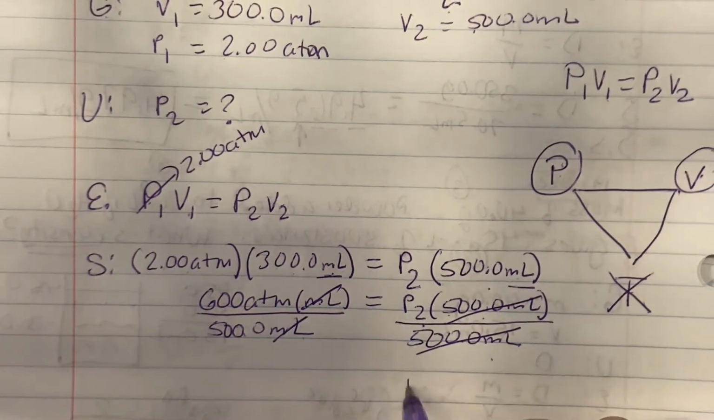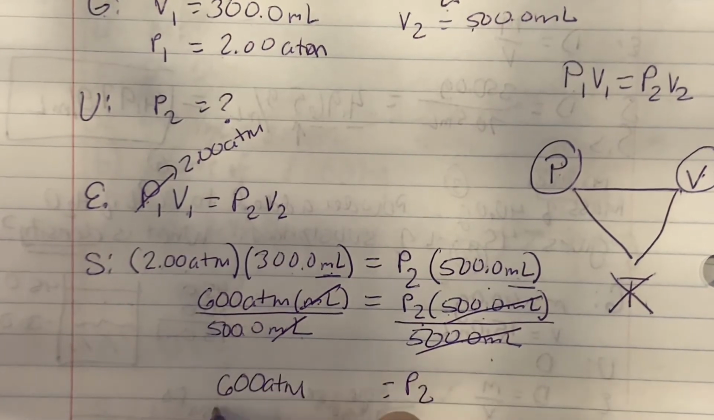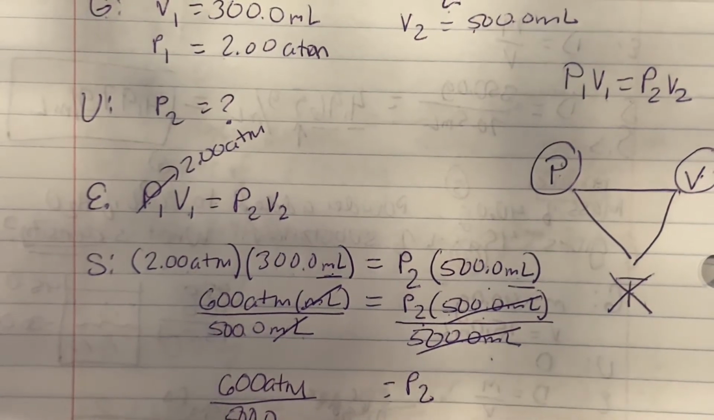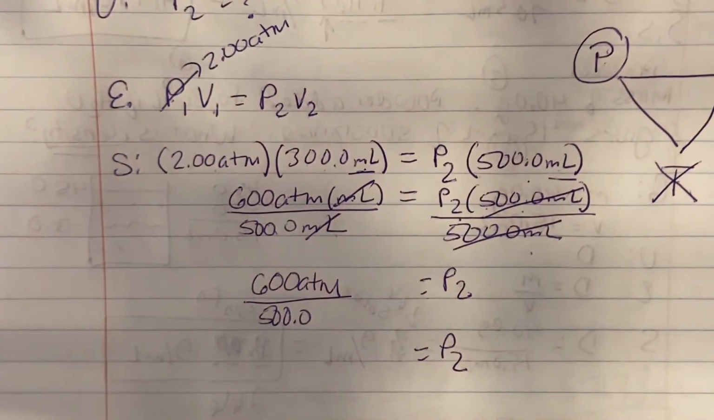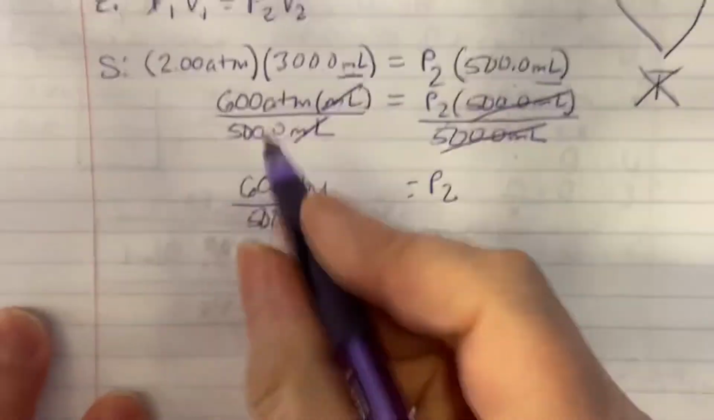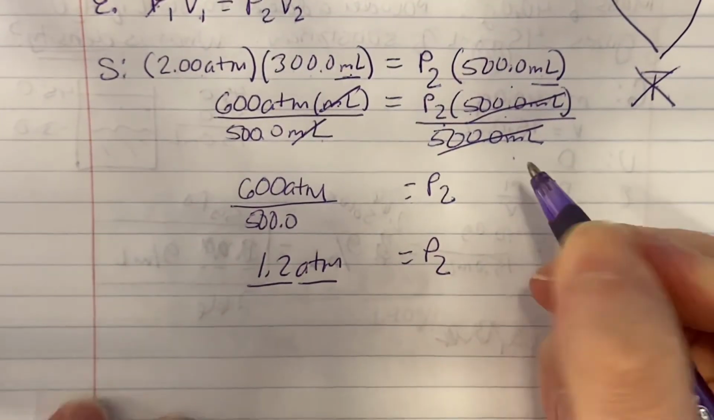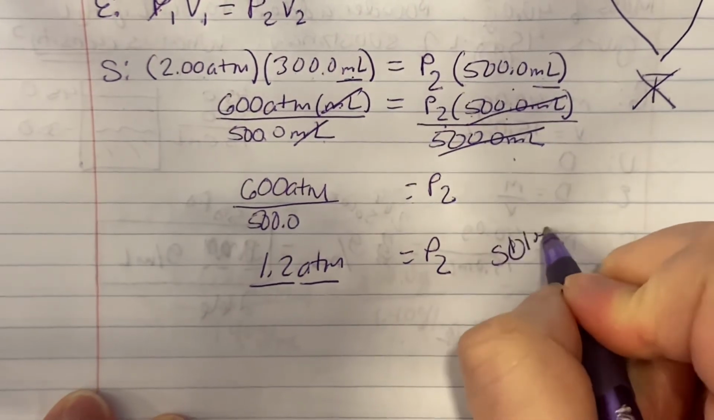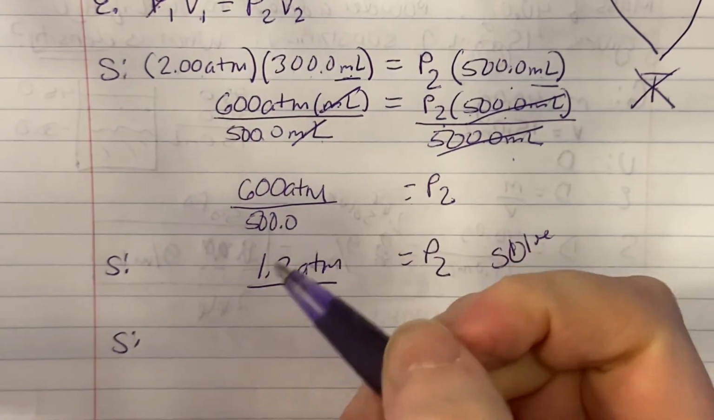I'm going to rewrite here just so I can make sure I'm not missing anything. 600 atmospheres divided by 500.0 equals P2. Let me plug that into the calculator. 600 divided by 500 gives me 1.2 atmospheres, a magnitude and a number. So this is my solve. That's my second S, but I need 3 S's: sig figs.